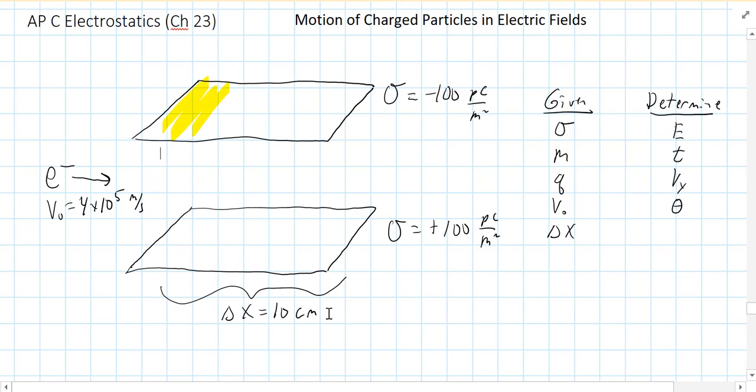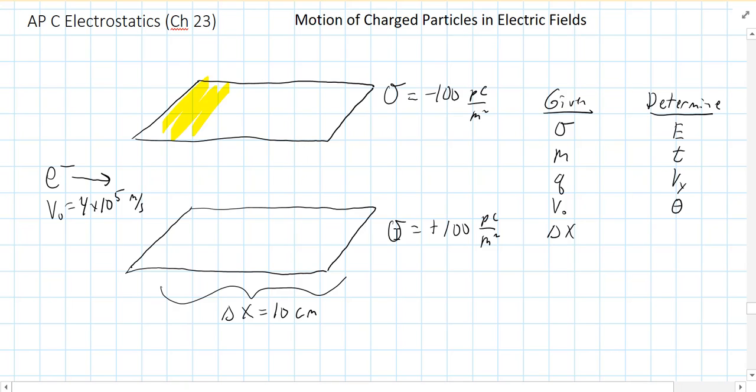Here are the things that we're going to figure out. What is the electric field strength and direction between the plates, where the electron will be traveling? For how much time is the electron between the plates? That's the easy one, by the way. When the electron leaves the plates, what's his vertical velocity? And then at what angle does he leave the plates?